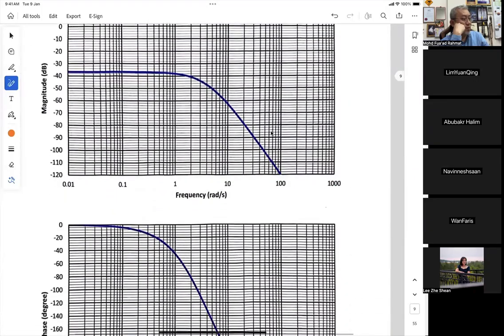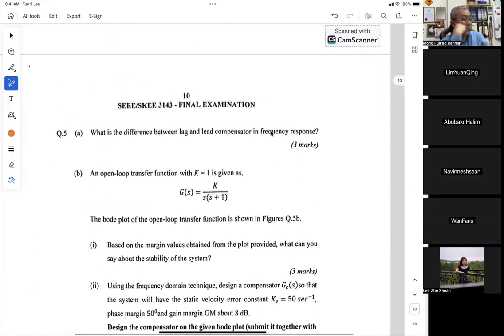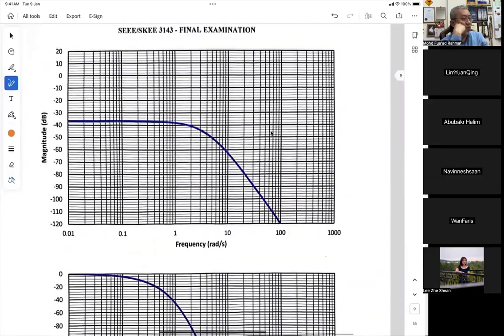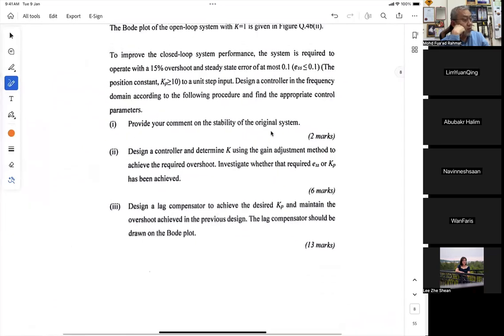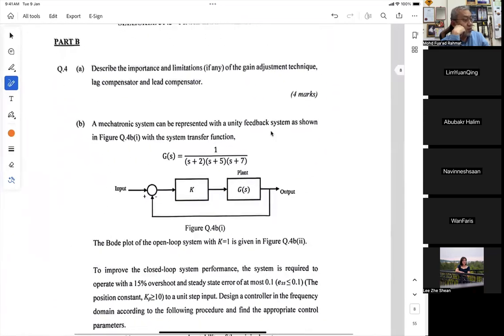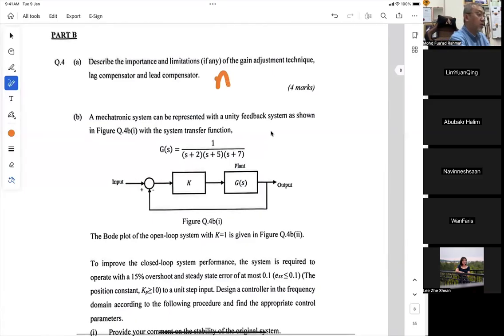Okay, so this is the Bode plot given. I think your final exam will follow this format. Okay, part A, part B. Part A, Q1, 2, 3, compulsory. Part B is where you have to choose either 4 or 5. Okay, let's do question number 4. This is theory. Describe the importance and limitations of the gain adjustment technique, lag compensator, lead compensator. That one you can find from the notes. Okay, please refer to the notes.